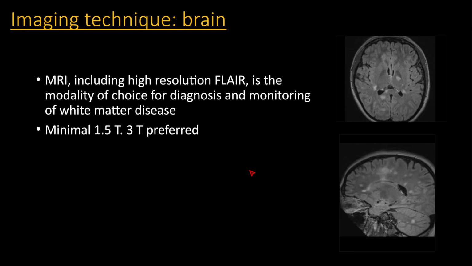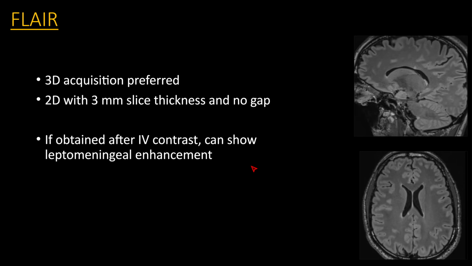As far as imaging techniques, when assessing white matter diseases, MRI obviously is the modality of choice, and in particular, the workhorse of the MRI would be the high-resolution FLAIR images. Obviously, the minimum for these would be 1.5 Tesla, but 3 Tesla has increasingly become almost the standard of care for these white matter diseases. FLAIR is obviously the most important sequence when you're looking for these white matter diseases as far as detection of the areas of involvement.